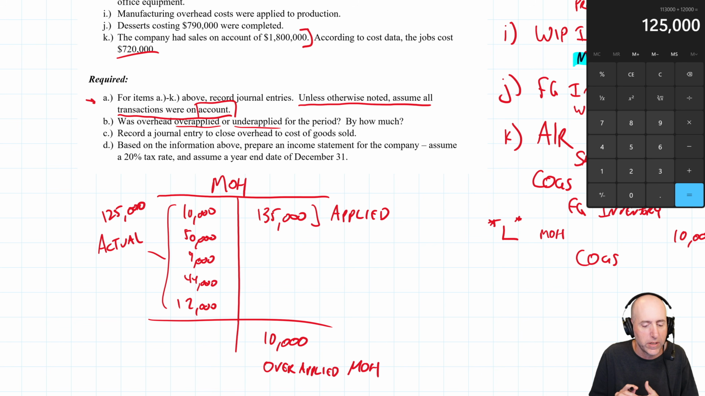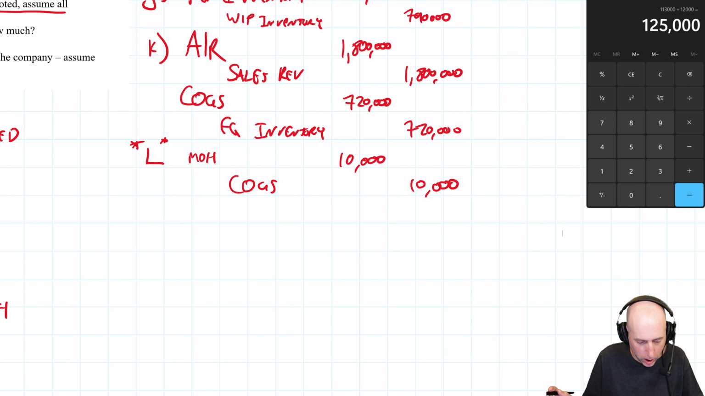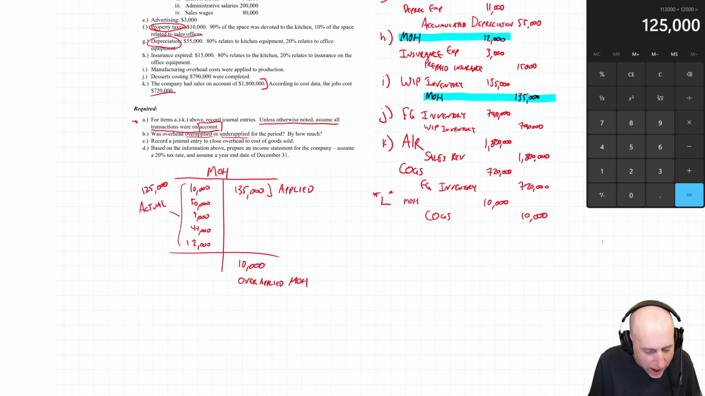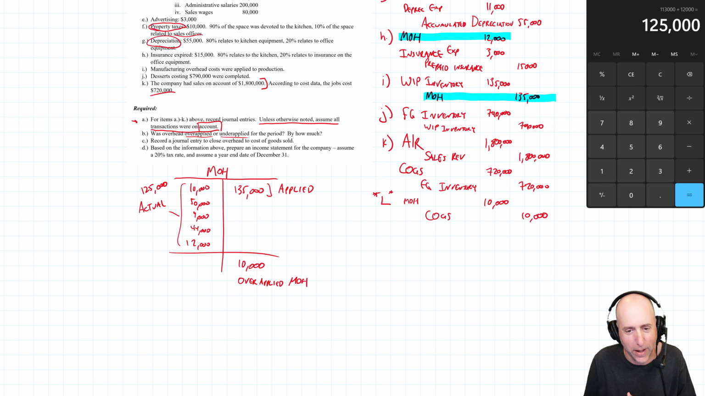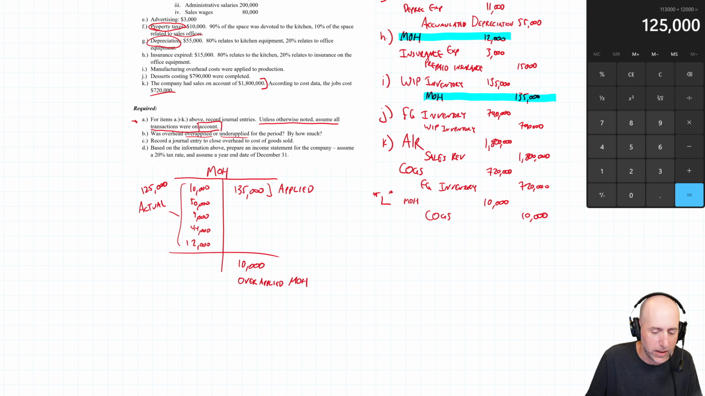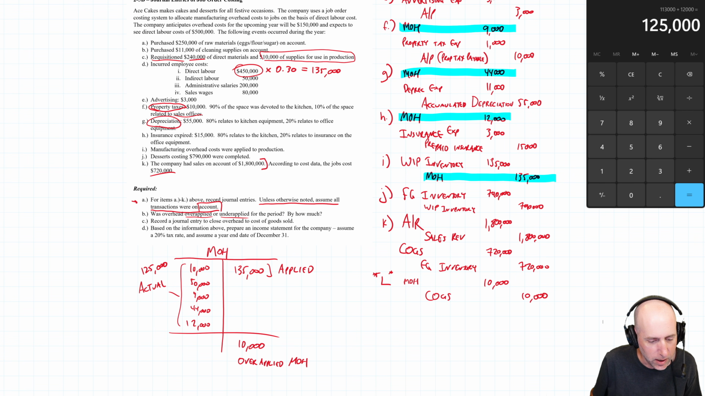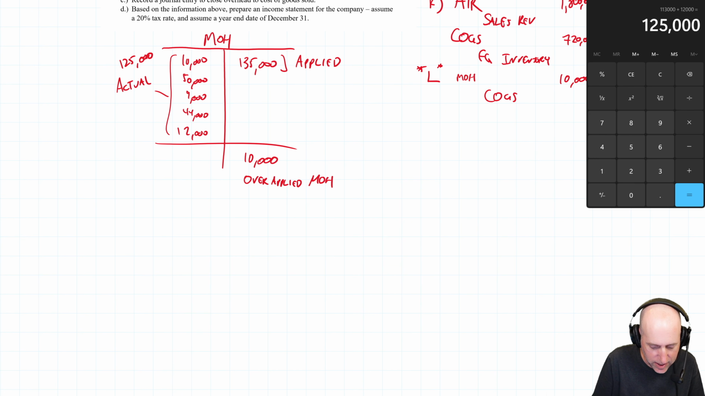So it said record a journal entry to close overhead to cost of goods sold. Done. Final step. And this is a long step: based on the information above, prepare an income statement for the company, assume a 20% tax rate, and assume a year end of December 31st. Okay, let's do it. Start with the name of the company, Ace Cakes.